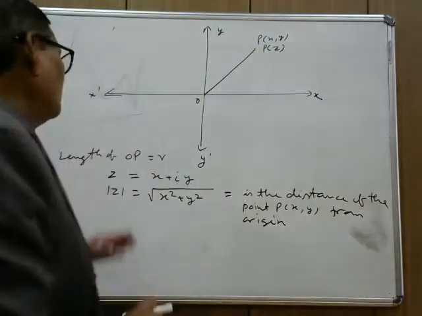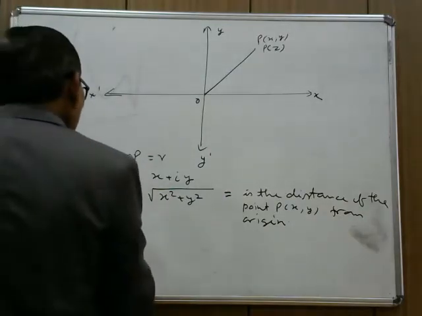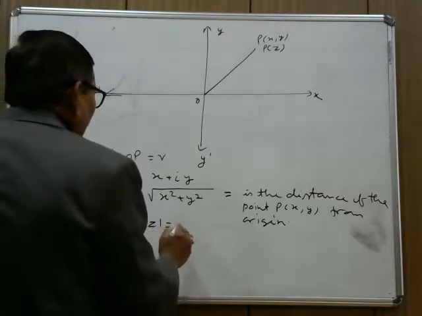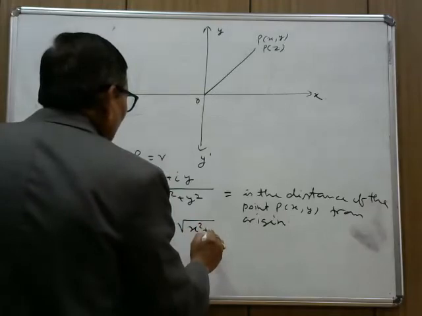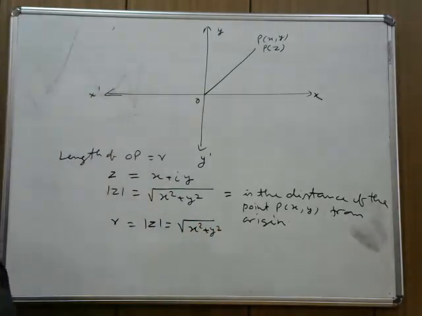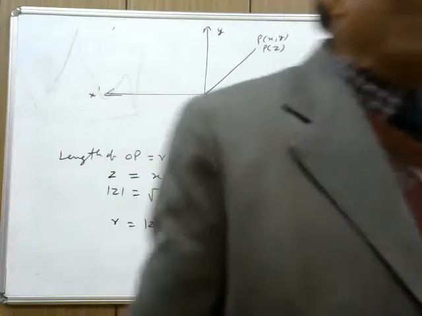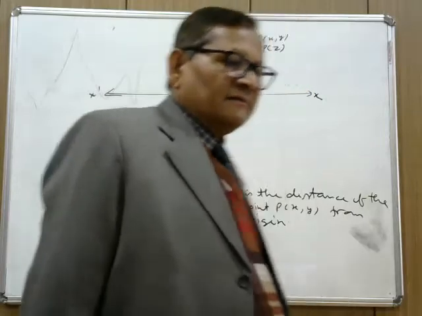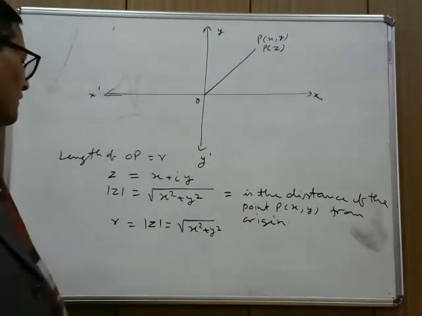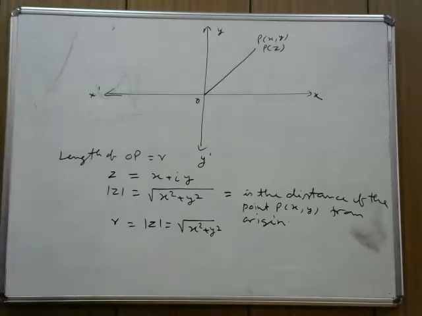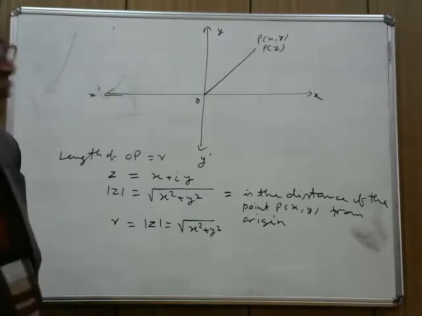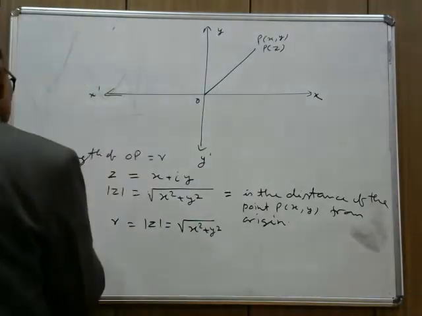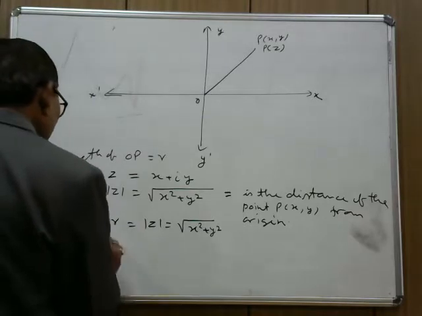And as you have taken OP as r, you can write r is the length of OP, r is mod z, that is equal to under root x square plus y square. You have seen the formula for the distance between a point (x, y) and the origin in your previous classes. So the distance between (x, y) and the origin is under root x square plus y square.